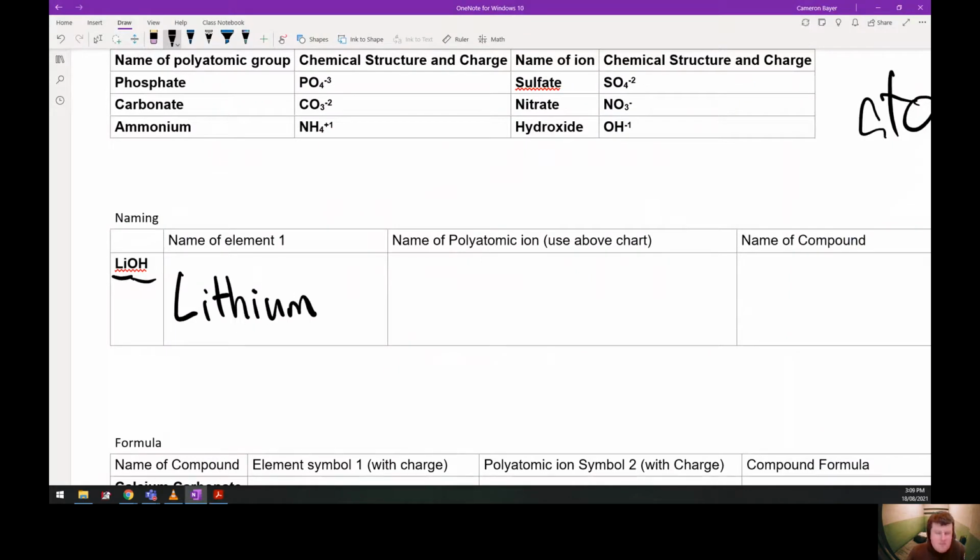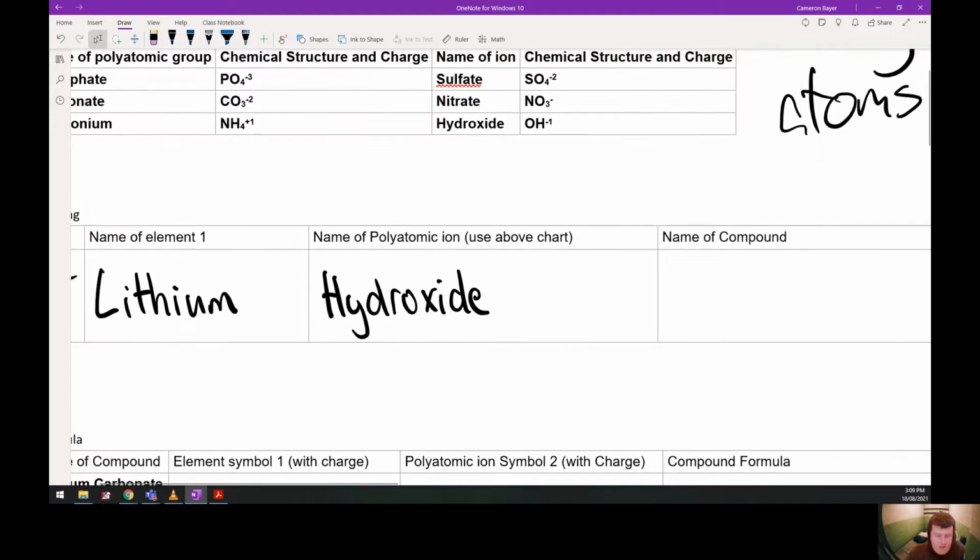So lithium, easy peasy. I'm going to go back to my table up here and have a look for if there's an OH group. Now I'm not going to worry about charges when naming, remember, and I can clearly see that it's hydroxide. So I'm going to write that down. Ooh, very pretty, Cameron. So again, now we just plug those together.